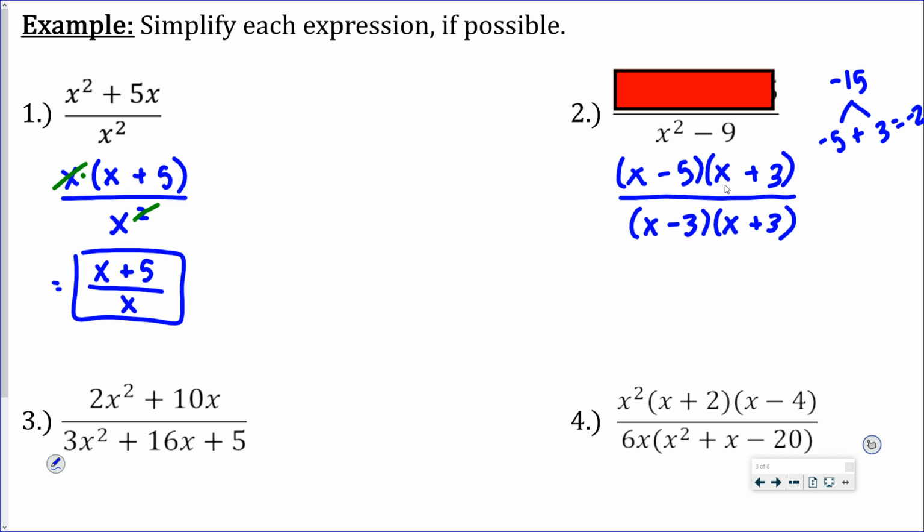Everything's factored. Now here's the fun part. Is there anything common? X plus 3. X plus 3. You get to cancel those out.